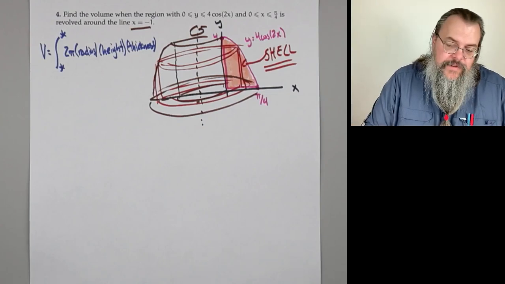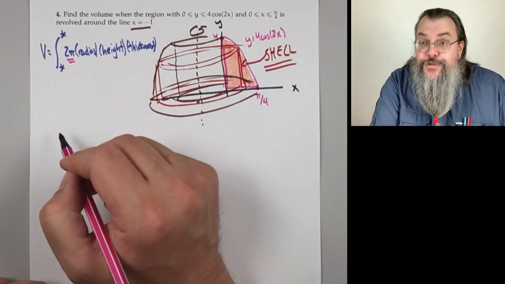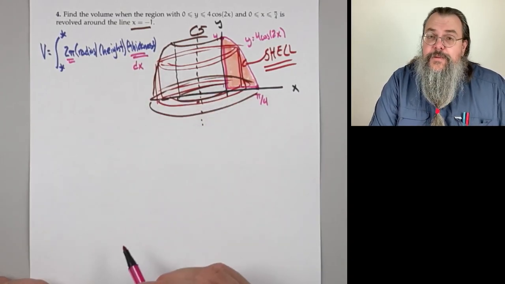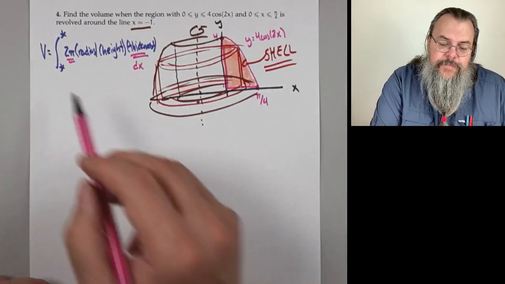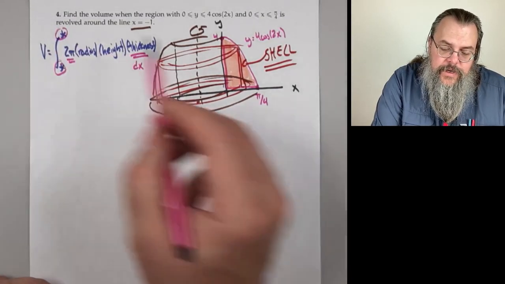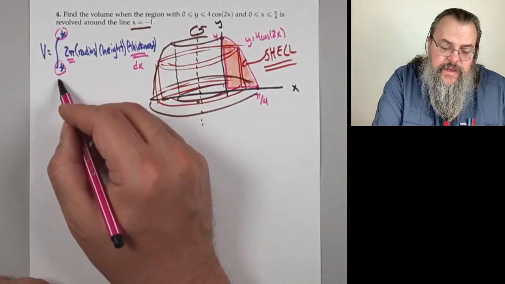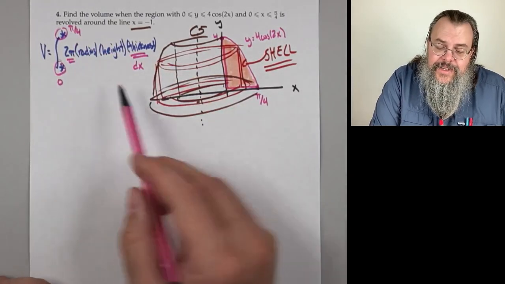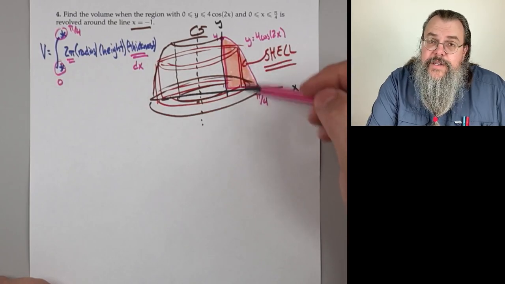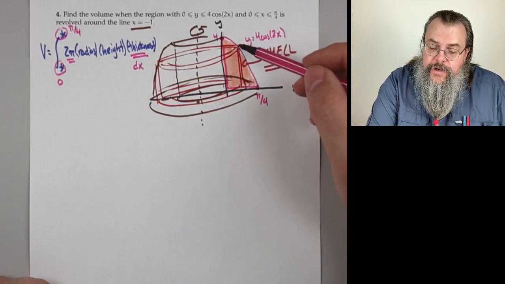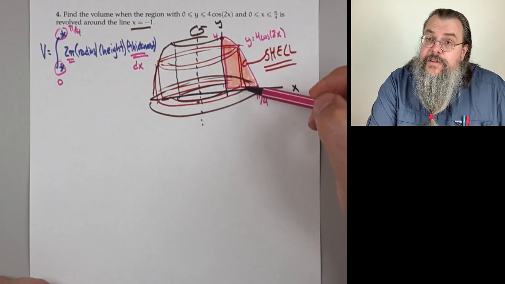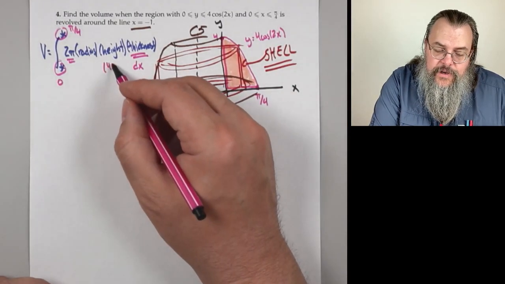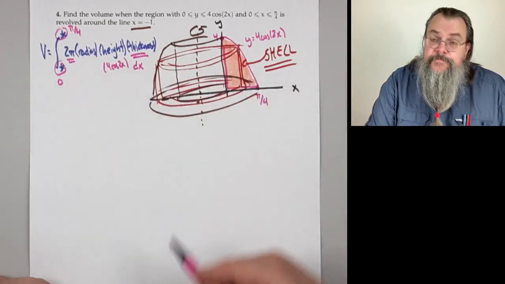Now, some are pretty easy. The 2 pi, super easy. The thickness, in our case, will be dx. That's what we're integrating with respect to. The bounds, where do we start and stop x? At 0 and pi over 4. The height, that's this part up and down. We are going from 4 cosine 2x down to 0. So the height is 4 cosine 2x.